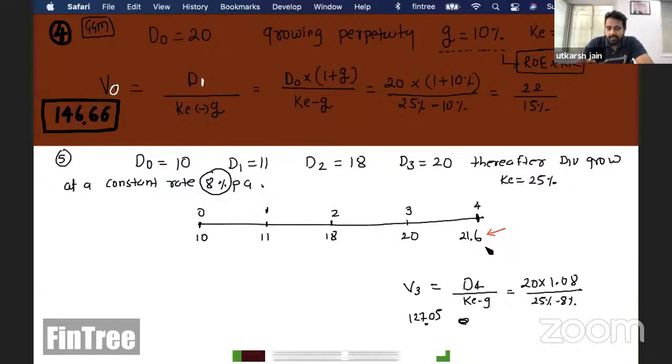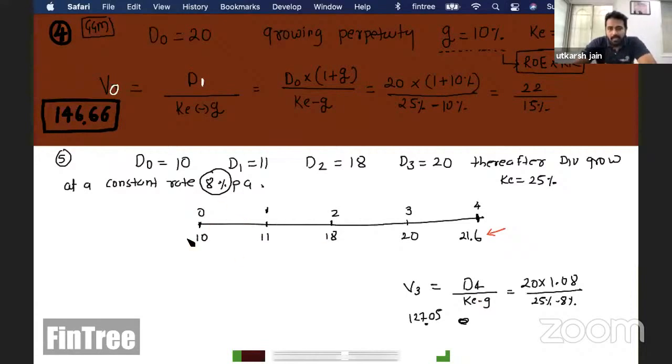Divided by 17 percent equals, and that gives me K minus G. That gives me the value. Now, all right, very interesting.